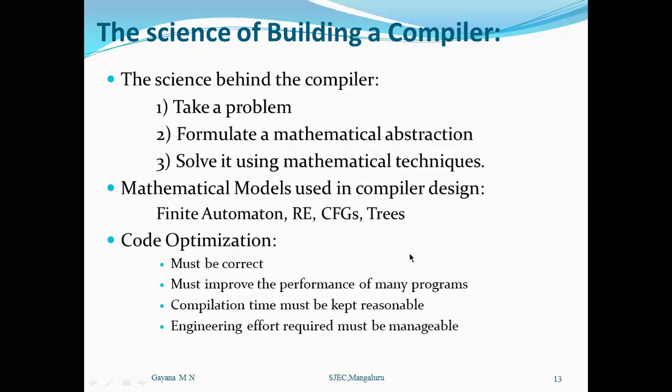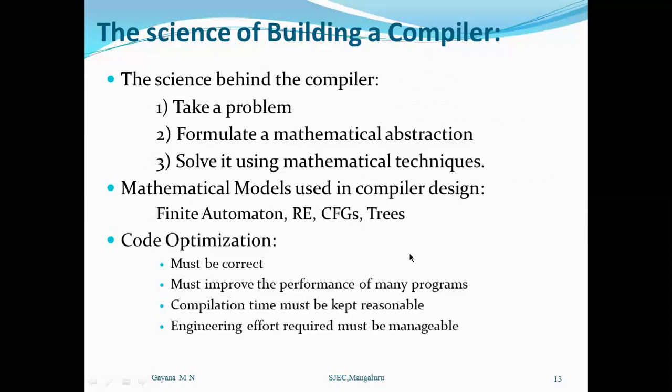Next, the focus was mainly on code optimization. Code optimization had its own objectives. It was said that the optimized code must be correct, and it must improve the performance of many programs.